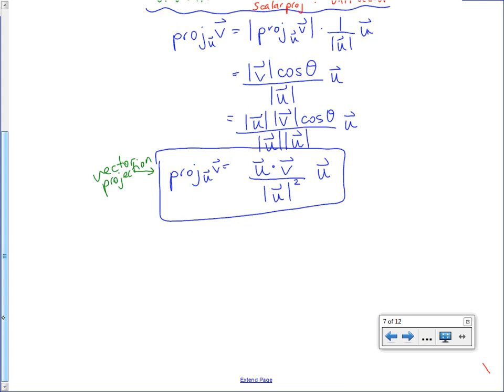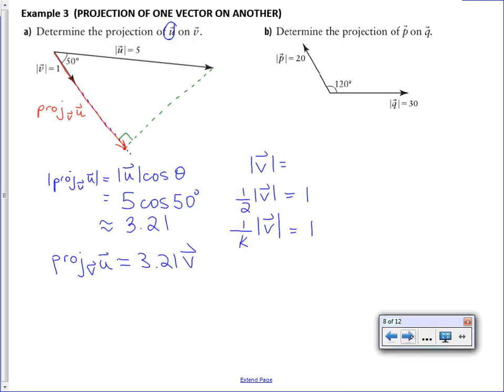So let's go back to the pictures. So go back to example 1, or example 3, I should say. So we did everything we needed to do to get the projection here. It was easy. We didn't have to do any adjustment because vector v was already 1 unit long. So in A, we were all good to go. Let's see what happens in B.